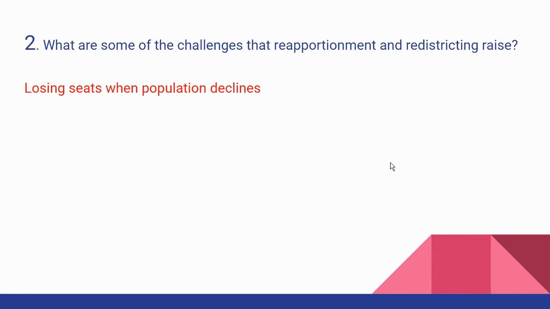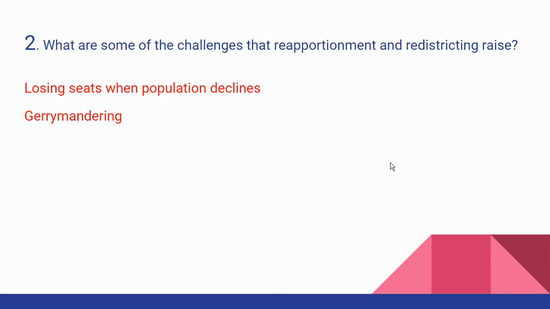Well, a state can lose a seat when the population declines. Like I said, New York is probably going to lose some people. Illinois is another state that has lost some population as well. So they're probably going to lose House seats as their population has declined.